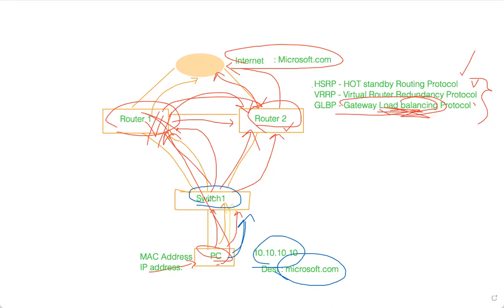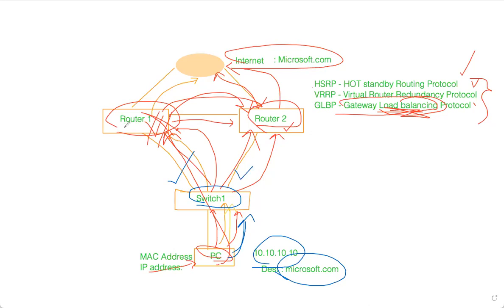It will broadcast when it doesn't know the destination. Correct. So when it doesn't know the destination, the switch will broadcast. In this case, the broadcasting works on router 1 and router 2. So the first packet went to both router 1 and router 2.